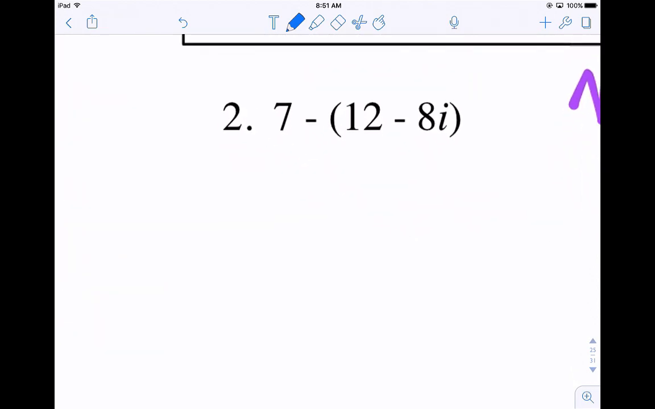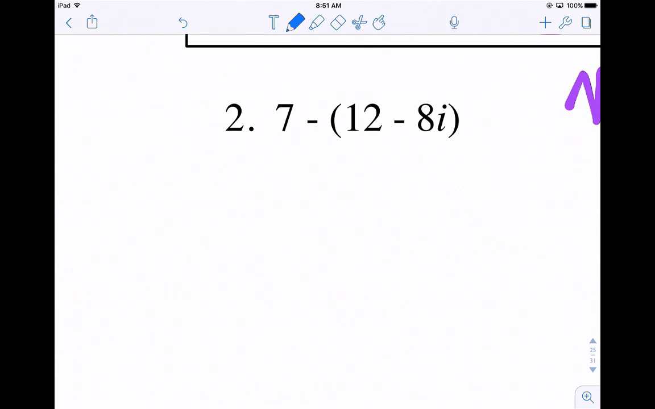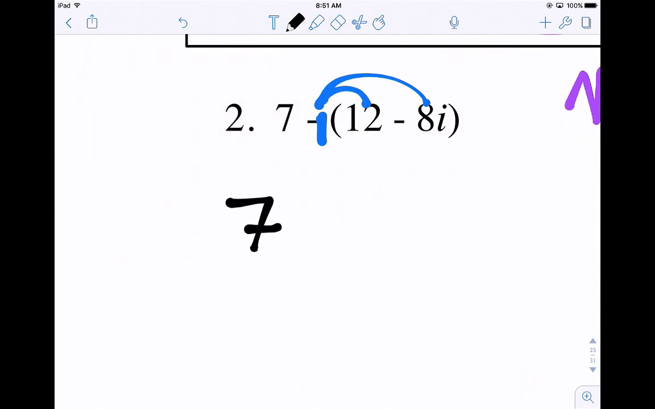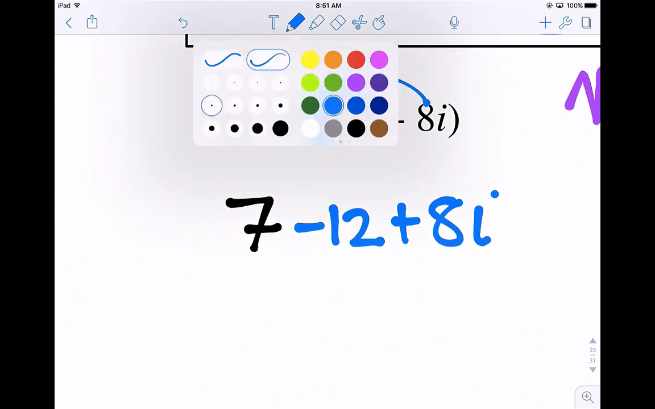All right, let's take a look at number 2. There is a negative here, and if there's no number right after the negative, it's a -1. We're going to distribute that. So we have our 7, and then we have a -1 times a 12, which is -12, and we have a -1 times -8i, which would be a positive 8i. So you do distribute the negative, and then you combine like terms.